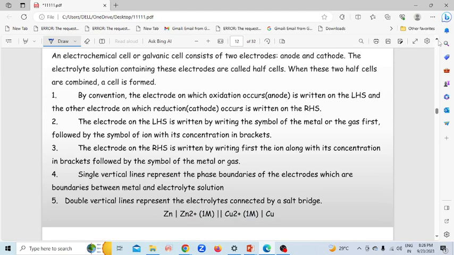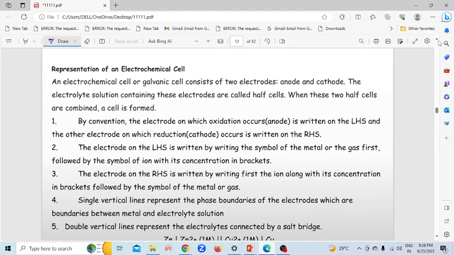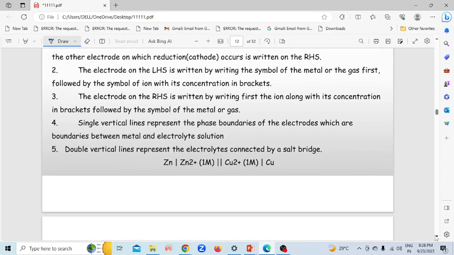Now it is also very important for you to know how we can represent an electrochemical cell. Generally, an electrochemical cell is represented in this way, but you need to know how to read this type of representation. So this is the same cell which we have discussed. This is Zn, this is copper.